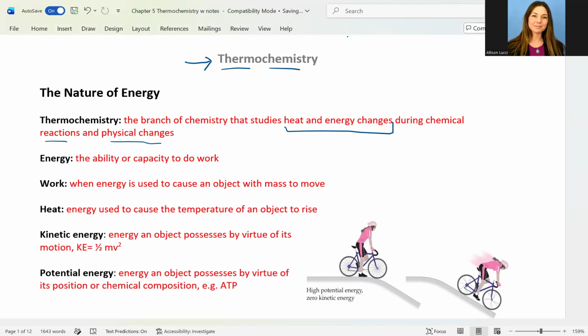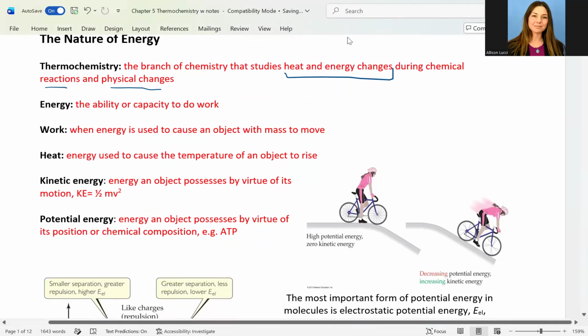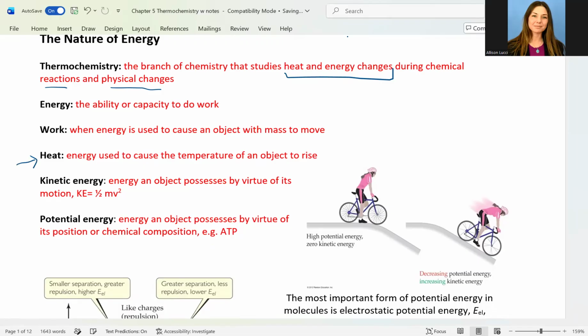So we'll define some more terms here. Some of these you might have seen in other classes, such as physics or biology classes. Energy we define as simply the ability or capacity to do work. And then we should also define work here as when energy is used to cause an object with mass to move.